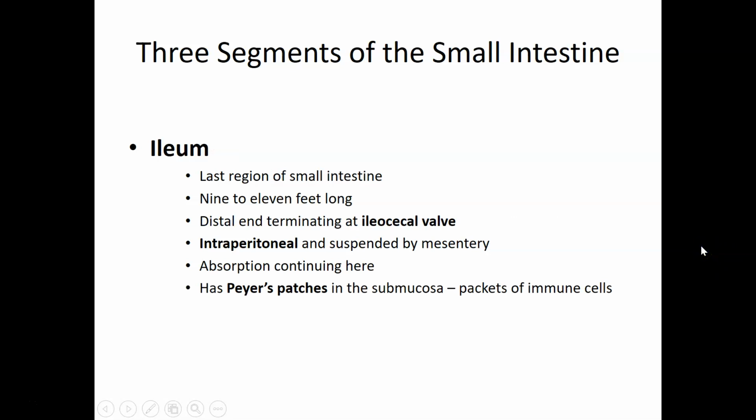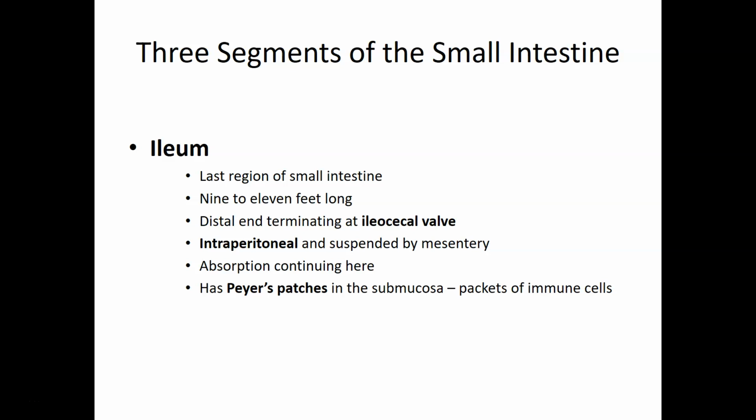The last segment is the ileum, and this is the longest segment. Again, there is variation, but it ranges from 9 to 11 feet long. It terminates at the ileocecal valve, which transitions into the large intestine. Like the jejunum, the ileum is intraperitoneal and attached to a mesentery. The ileum is also a place of absorption. By the time it reaches the ileum, the chemical digestion is slowed down a bit.